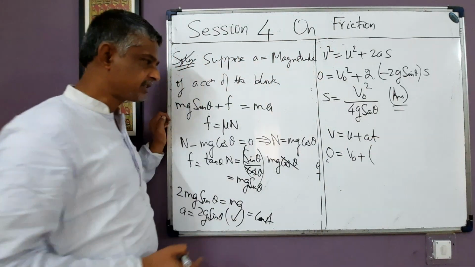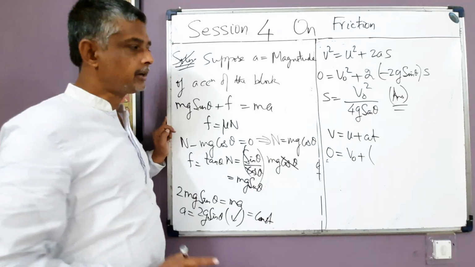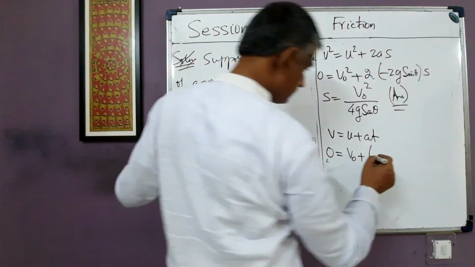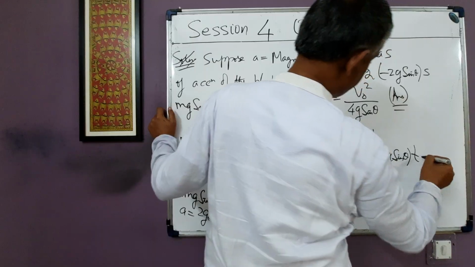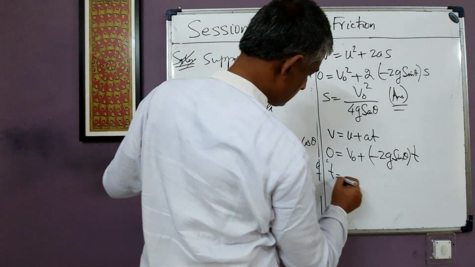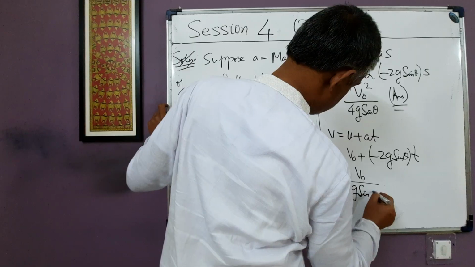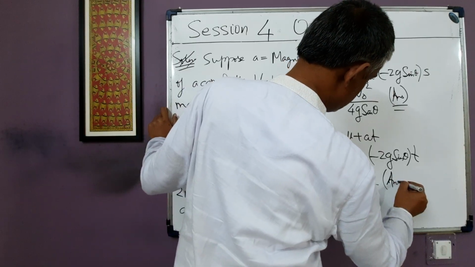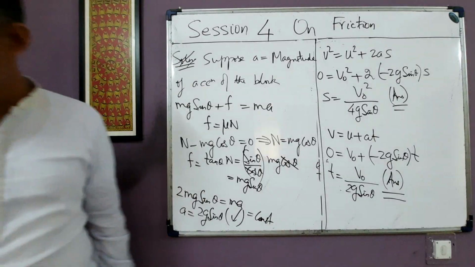Now a has to be taken with sign. So minus 2g sin theta, because it is directed down the incline. And up the incline I have taken to be positive. 0 equals v naught minus 2g sin theta into t. T becomes v naught by 2g sin theta, which is therefore the required answer. Fine, alright.